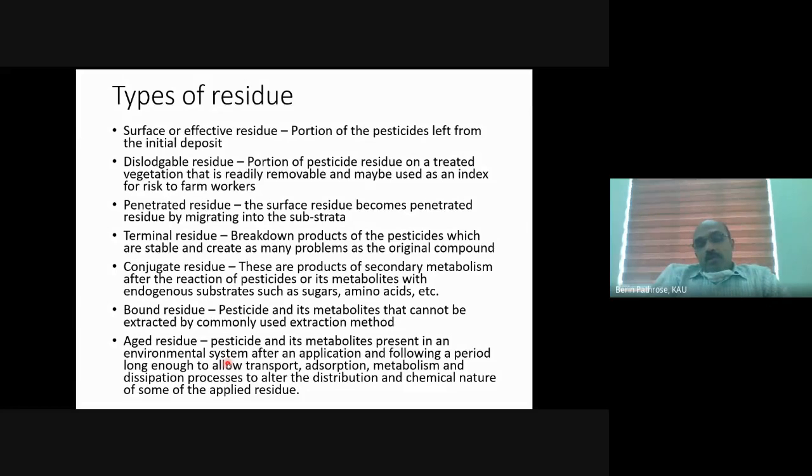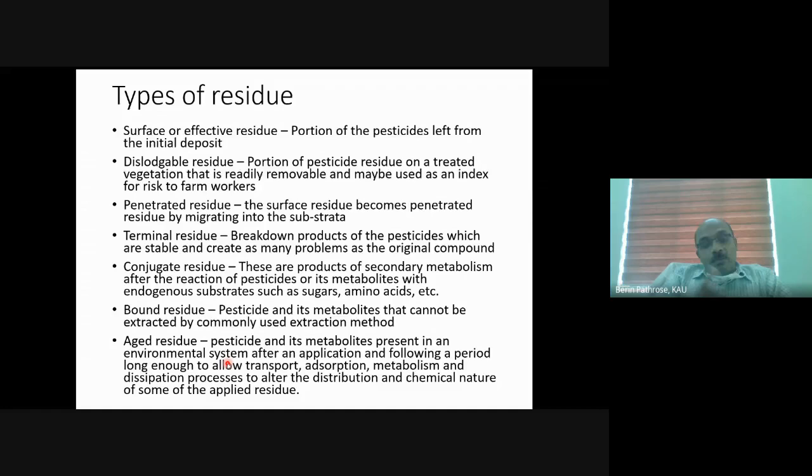So penetrated residue: after we spray pesticide, the surface residue will be remaining, and the residue remaining on the plant surface will get penetrated into the plant tissue. That is penetrated residue, especially in case of systemic insecticides, translaminar pesticides, etc. It will penetrate into the plant tissue. So that becomes penetrated residue. The surface residue becomes penetrated residue by migrating into the substrata. So that is penetrated residue.